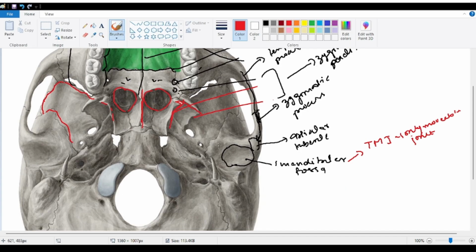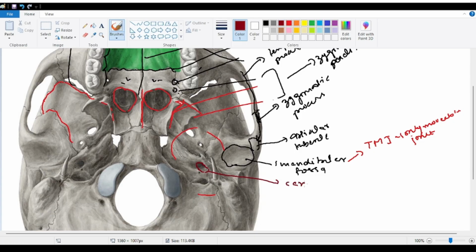Moving more to the midline from the mandibular fossa, you see the petrous portion of the temporal bone. Here this whole part is the petrous portion of the temporal bone, and in this petrous portion is an important canal, the carotid canal. Now as you locate the carotid canal over here, I'm locating the carotid canal.